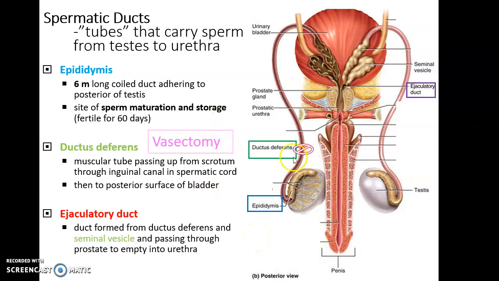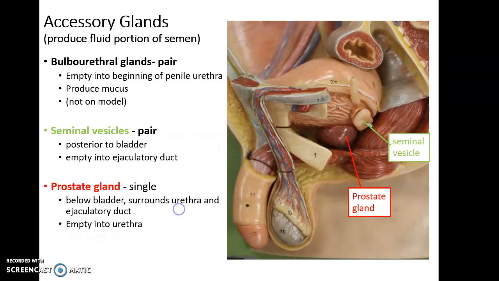A vasectomy is when the ductus deferens are cut inside the scrotum. This is a relatively easy operation, rare that there are side effects, can be done in an outpatient setting, and it prevents sperm from ever making it out of the male's body.